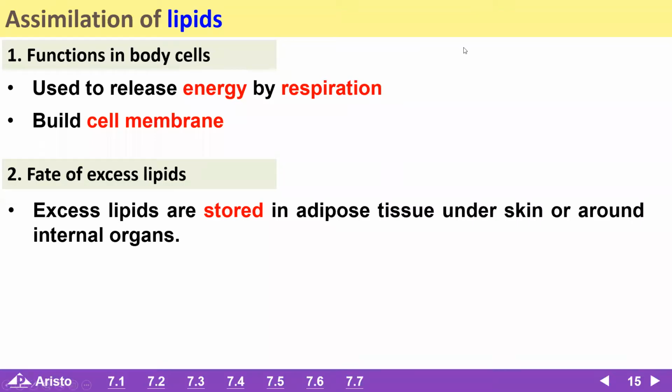The assimilation of fat, to me, is more similar to the assimilation of carbohydrates. When they're in the body cells, they are used to release energy by respiration, or they can be used to build cell membranes. The way that they are similar to carbohydrates is that excess lipids are stored, but not broken down. So they are stored in the adipose tissue, under the skin, or around internal organs.